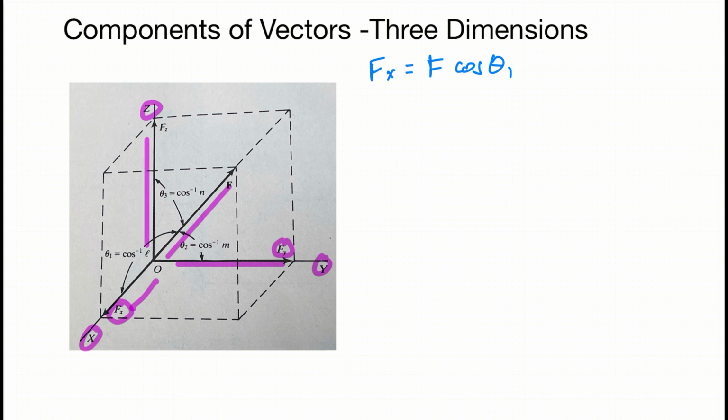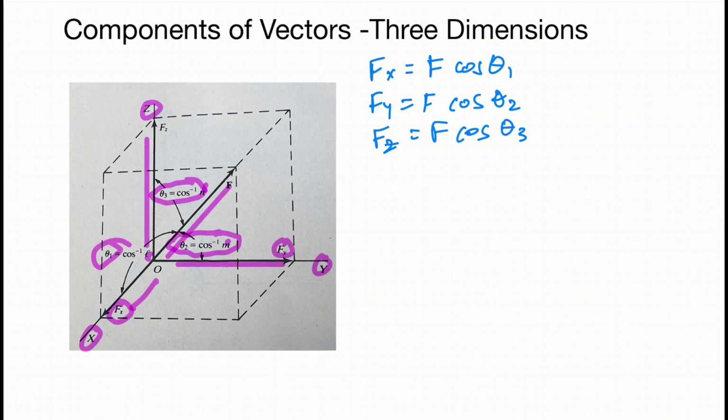And then we're going to look in just a minute at these angles: theta 3 is for z, theta 2 is for f of y, and theta 1 is for x. And we're going to see what those l, m, and n in this diagram mean also. So that's what we're going to do next. We just did f of x. Now f of y is very similar: f times the cosine of theta 2. F of z is equal to f times the cosine of theta 3.